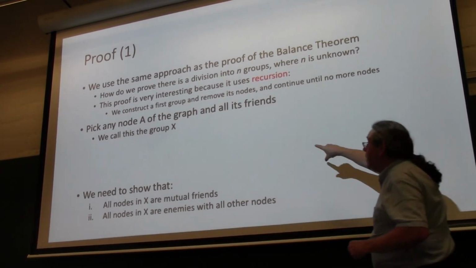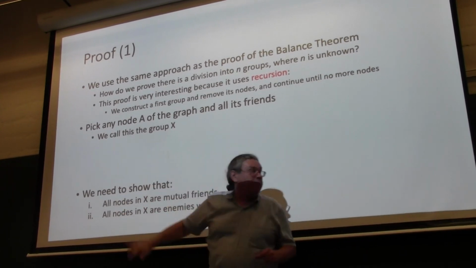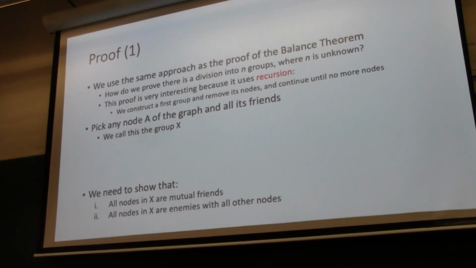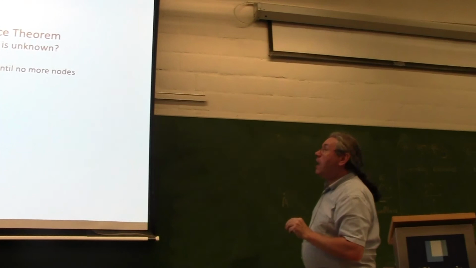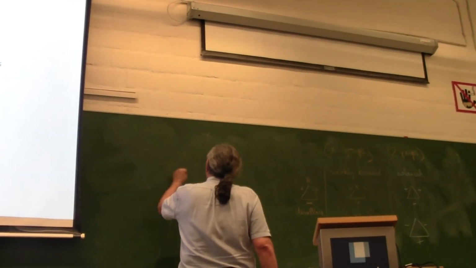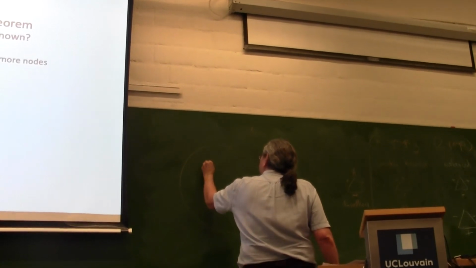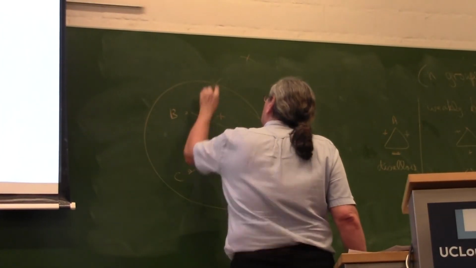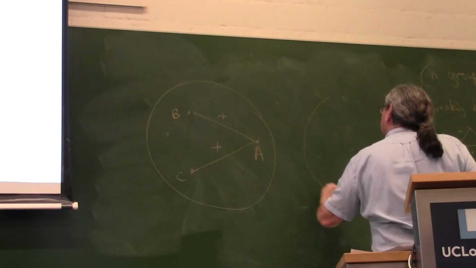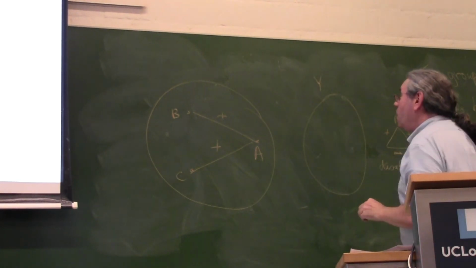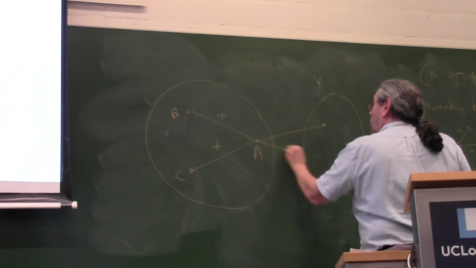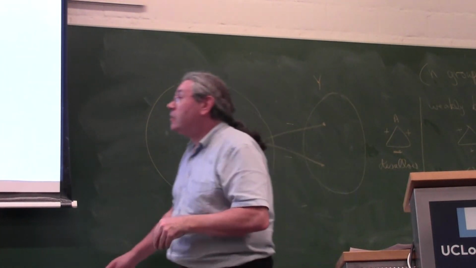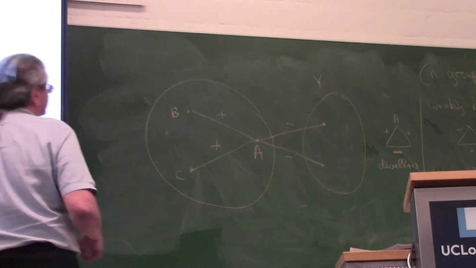Again, it starts the same way as the previous one. Okay, we pick a node A, and all of its friends. This time we're only looking at A and its friends. So these are friends of A. Okay. And all the other nodes are in Y. They are not friends of A. Okay. So this is a group X.